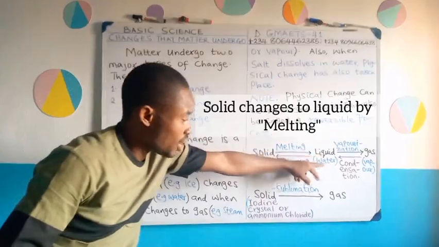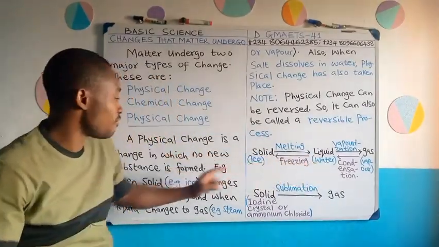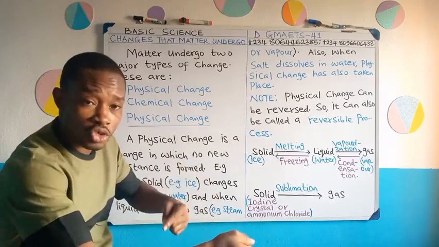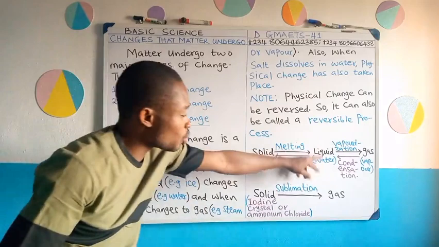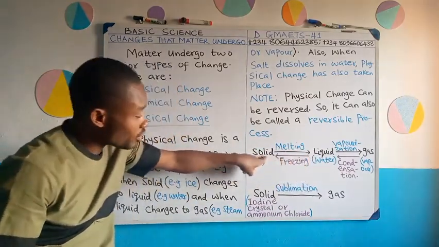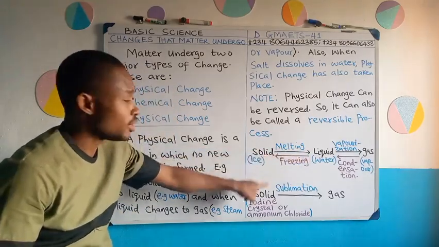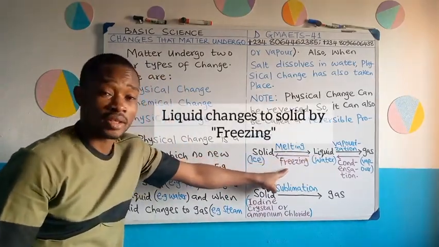Now, if the liquid, for example, liquid water, changes back to solid, remember we say in physical change, no new substance is formed. So what it's changed to, you can still reverse it, you can still change it back. So this liquid water, if it changes back to solid, you can see the down arrow now pointing to the left, that is to solid. The process that changes liquid to solid, we call it freezing.